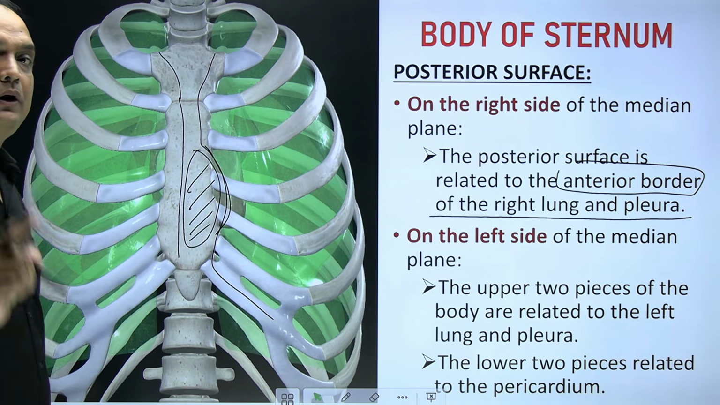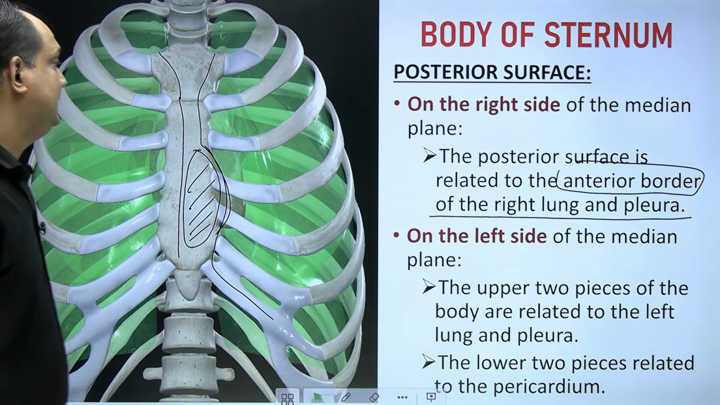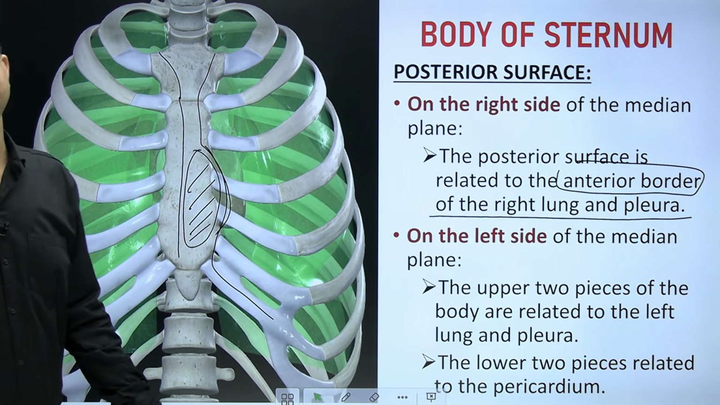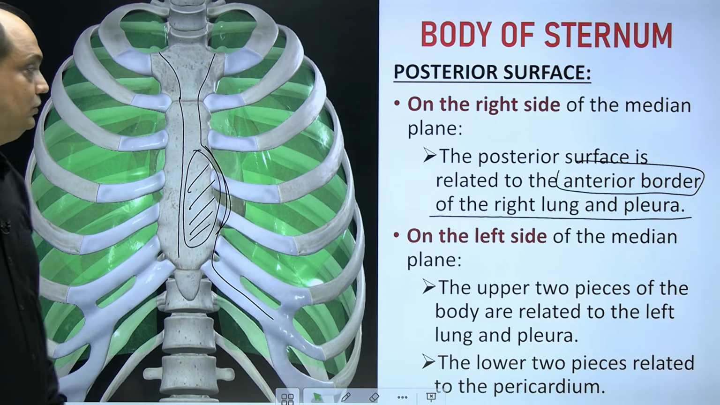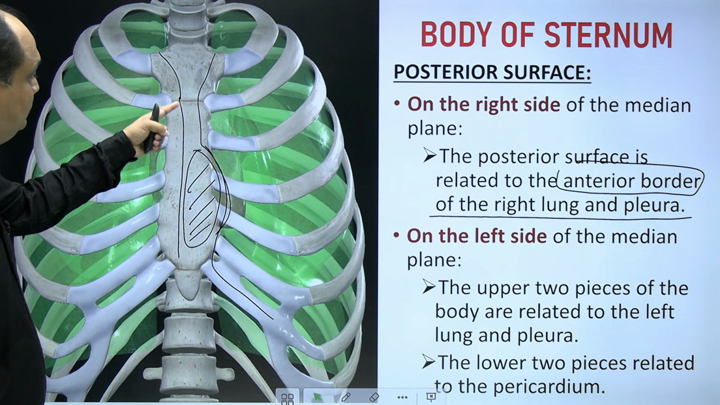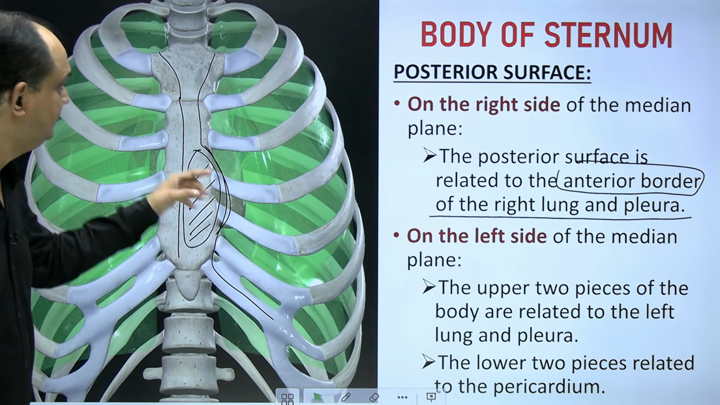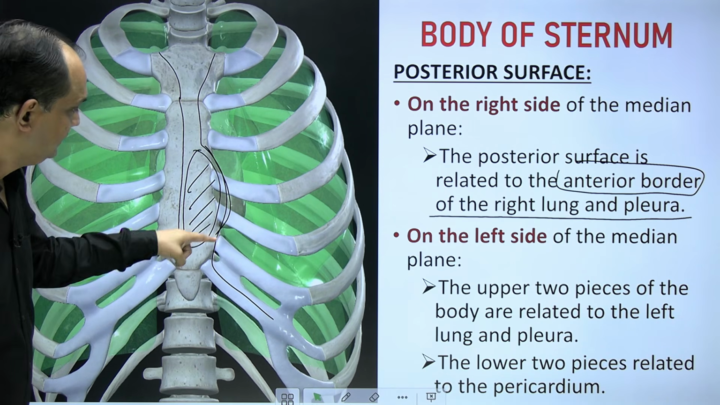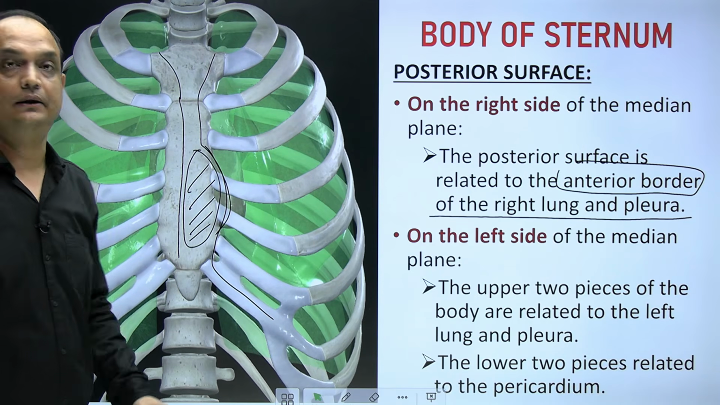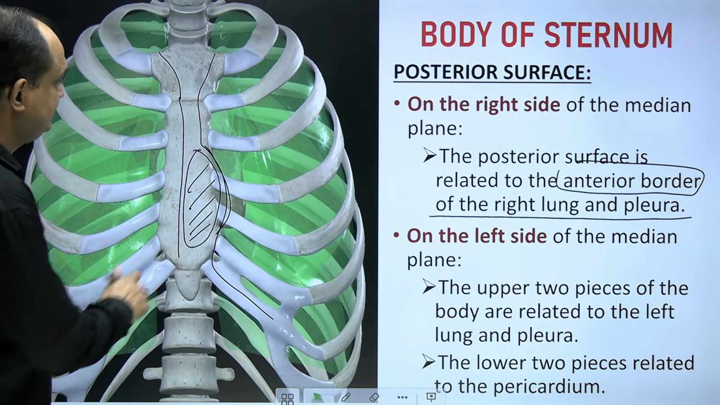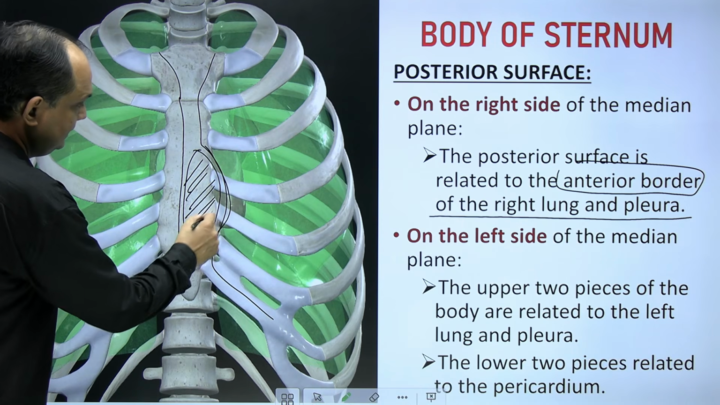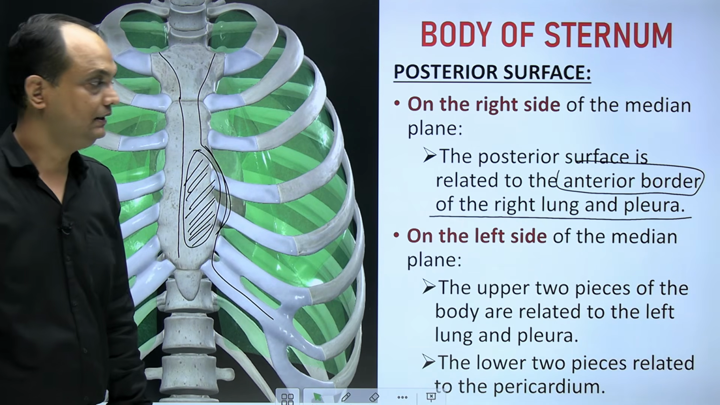So this is an important concept to keep in mind, that when you are drawing the posterior relation of the sternum, you cannot draw the pleura on both sides as vertical lines, because on the left side this pleura will show a deviation for the pericardium, and this pericardium is related here with the sternum posteriorly. Clear?